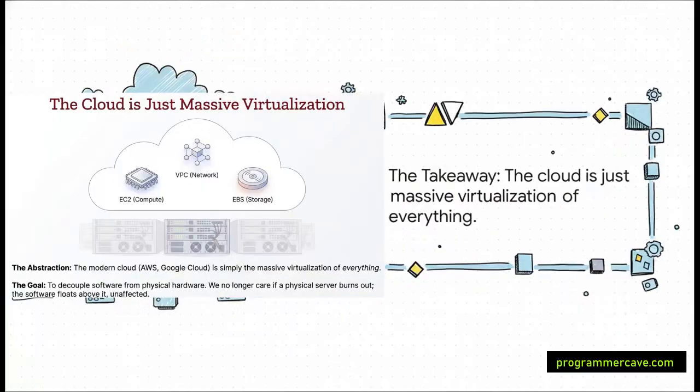And this brings us to the ultimate point of all of this, the public cloud. Services like AWS, Google Cloud, Azure. It's really just the massive scale application of these exact principles. An EC2 instance, that's compute virtualization. A VPC, that's network virtualization. EBS storage, that's storage virtualization. It's all designed to do one thing, decouple your software from the physical hardware that's running underneath.